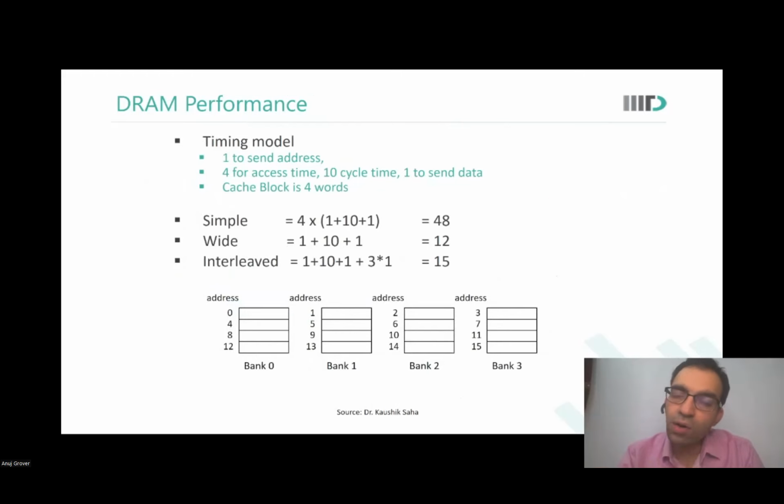So now let us look at how the performance improves in all the 3 cases. For the simple case, if you have to access 4 words, what would you need to do? 4 into 1 plus 10 plus 1. 10 is the cycle time and 1 cycle for sending data to and from the memory. If it was the wide memory, then the total delay would be 1 plus 10 plus 1. However, if it is an interleaved memory, then 1 plus 10 plus 1 will be there, but the other 3 words will be accessed without any extra penalty, just 1 cycle penalty, and therefore this is 15.